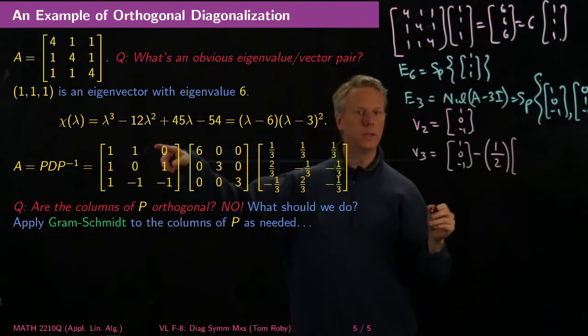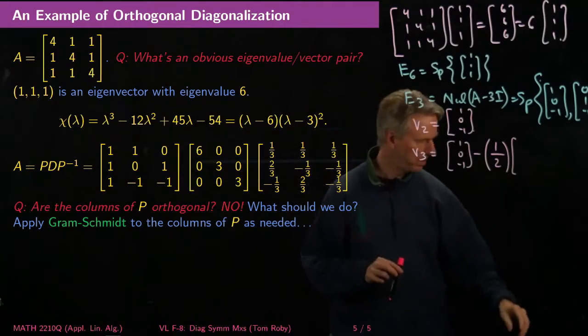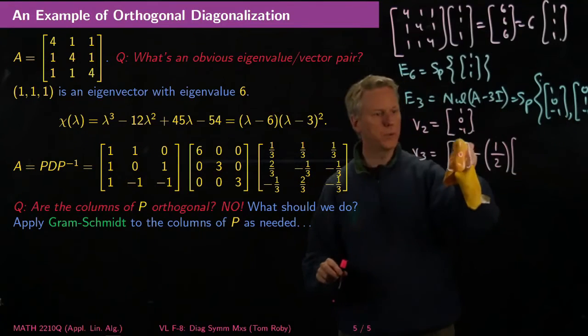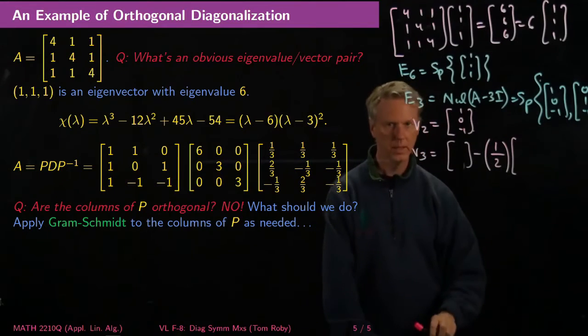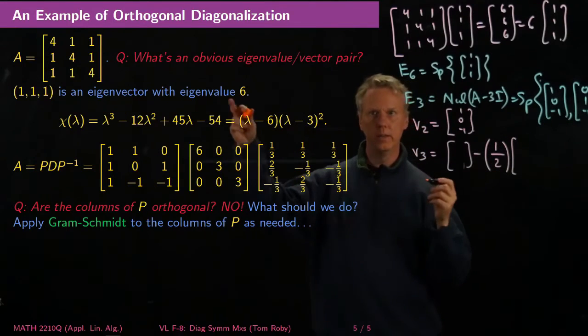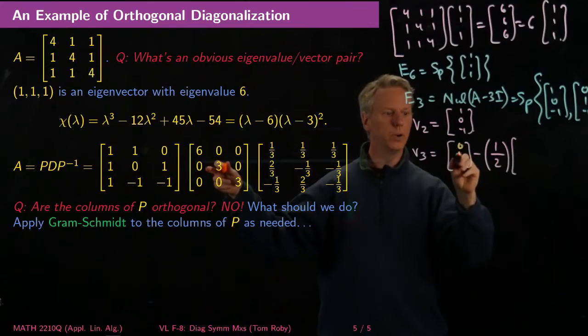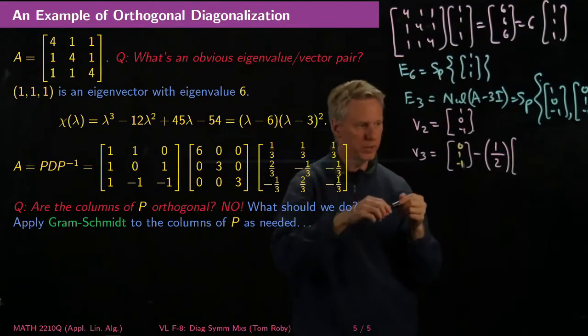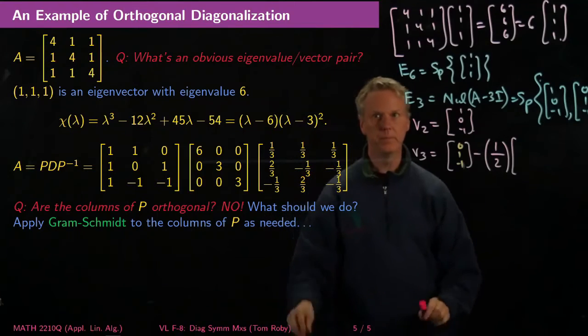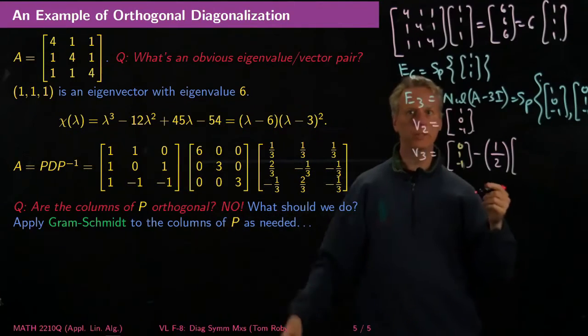times... so V3 is going to be the third vector, 0, 1, negative 1, minus when I project it onto the second vector. Okay, so the second vector is 1, 0, negative 1.